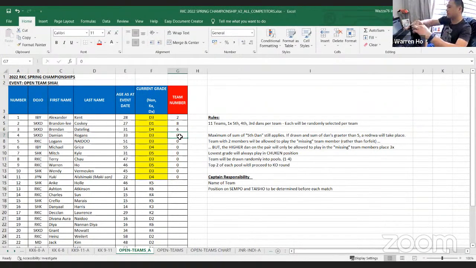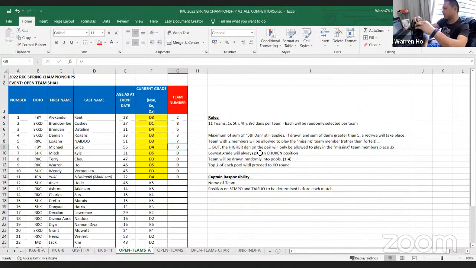Okay, Damien, also from the same color. Third, Dan, you're going to be the captain of team number 3. All right, team number 3. Right, Logan Naidu, current SAKF teaching director, and one of my seniors at RKC Dojo. You're going to be the captain of team number 7. Team number 7.